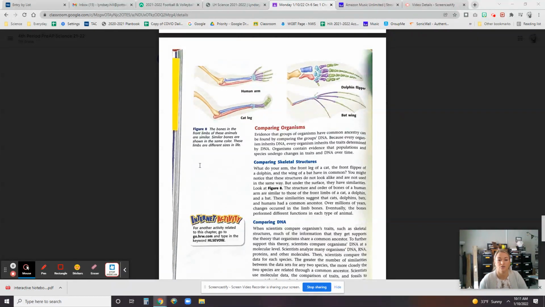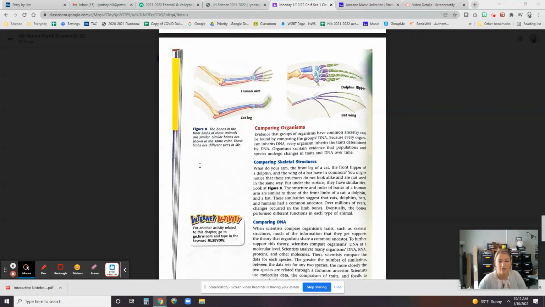Comparing Skeletal Structures. What do your arm, the front leg of a cat, the front flipper of a dolphin, and the wing of a bat have in common? You might notice that these structures do not look alike and are not used in the same way. But under the surface, they have similarities.